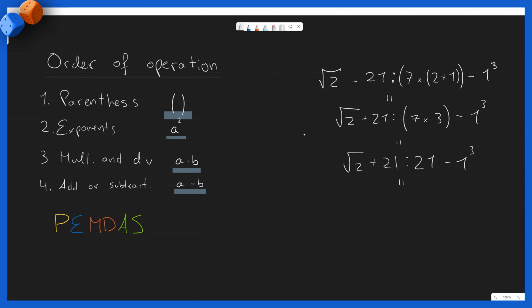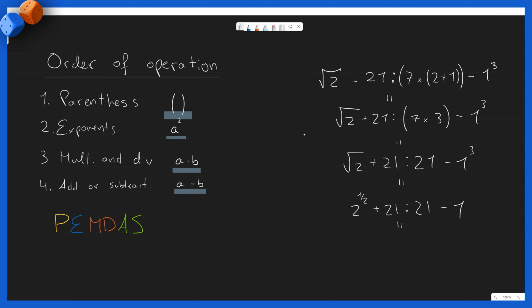Also, you know that the square root of 2 is the same as 2 to the power of 1/2. If you didn't know this, you could watch one of my videos where I explain it, talking about roots and radicals. Plus 21 divided by 21 minus 1 to the power of 3, 1. Okay, so we write 1. Now, 2 to the power of 1/2, it's an irrational number, and we can't operate it more, so we will leave it this way.